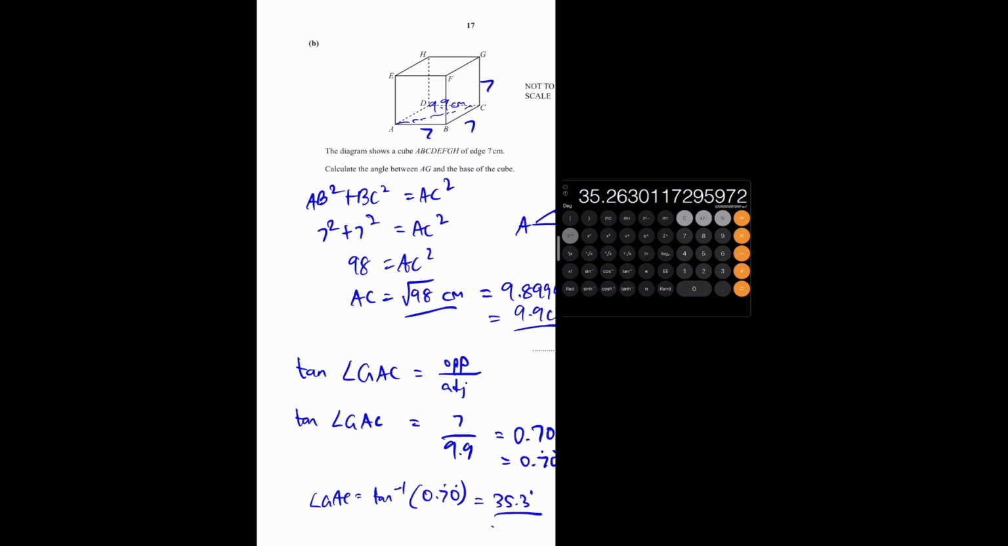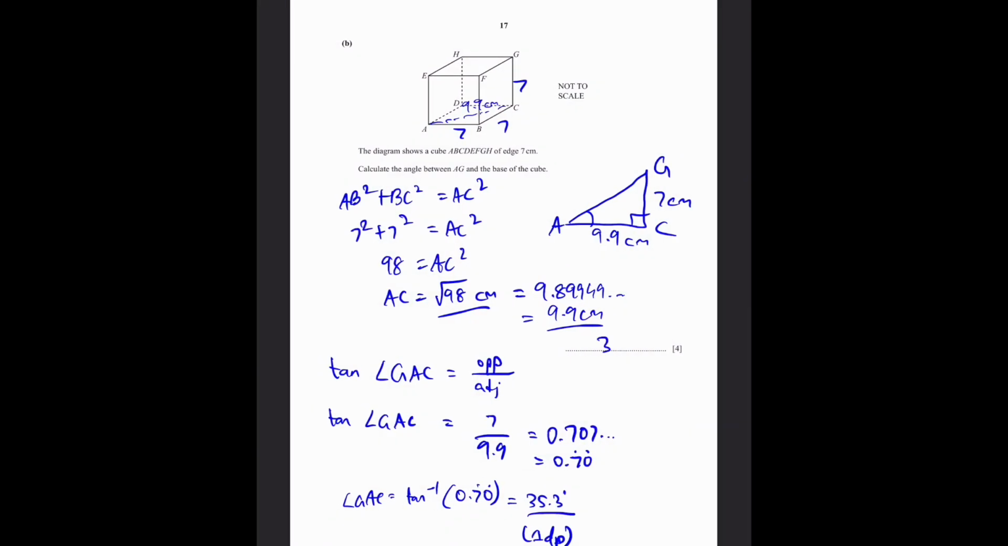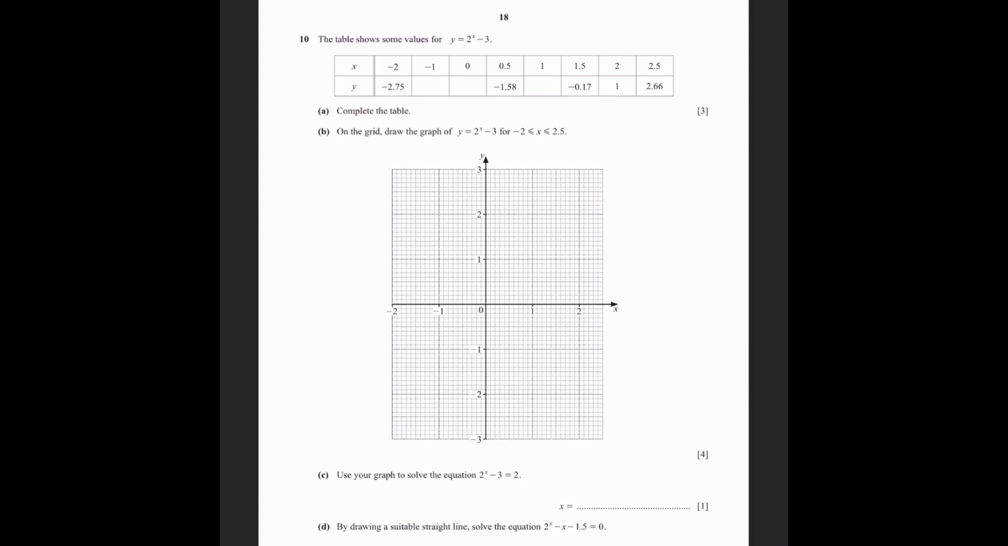35.3 degrees to 1 decimal place. And that will be our answer, 35.3 degrees. Now you can go to question 10. Question 10. The table shows some values for y equals 2 to the power of x minus 3.